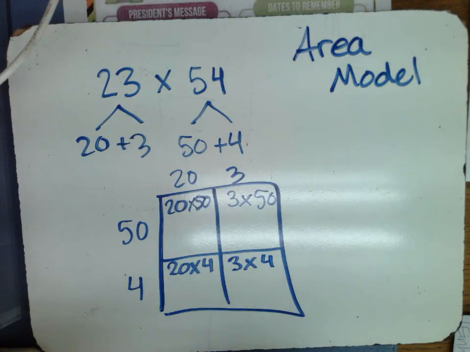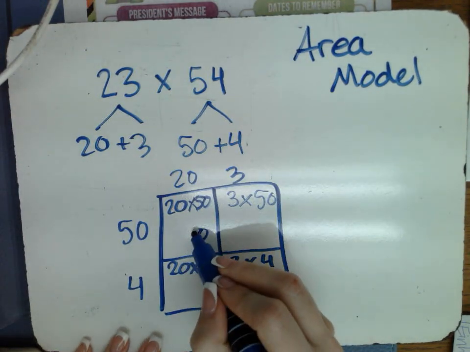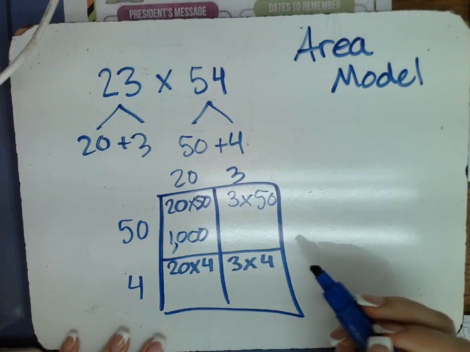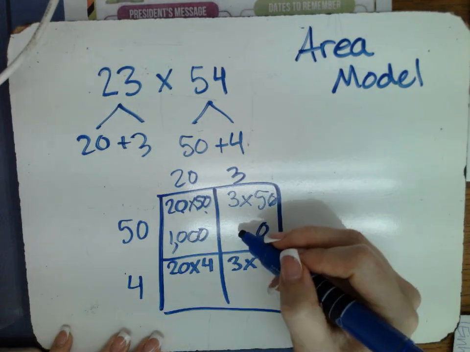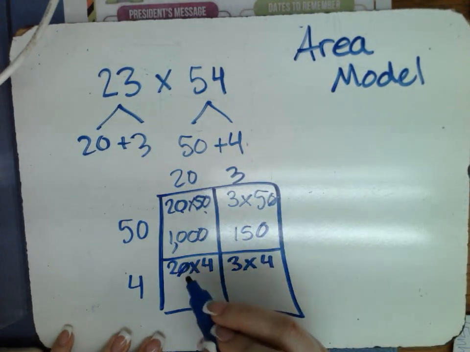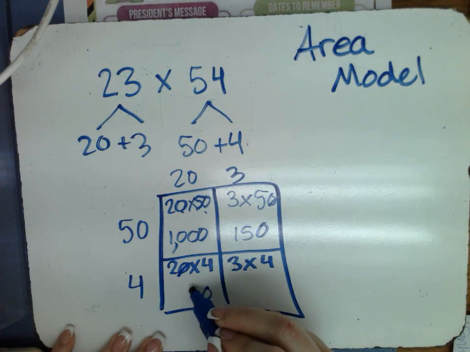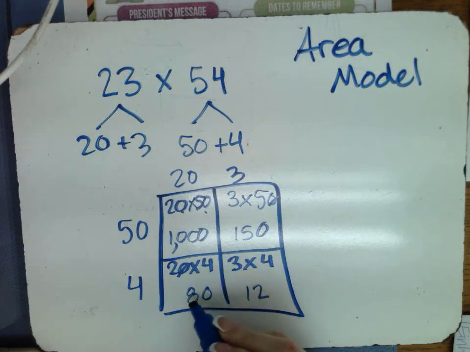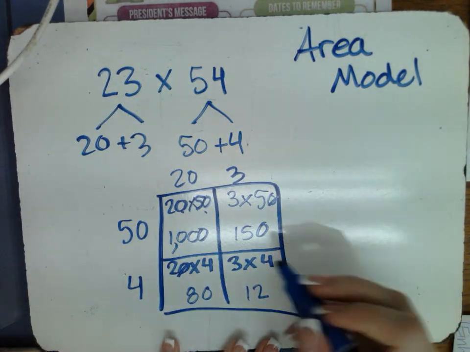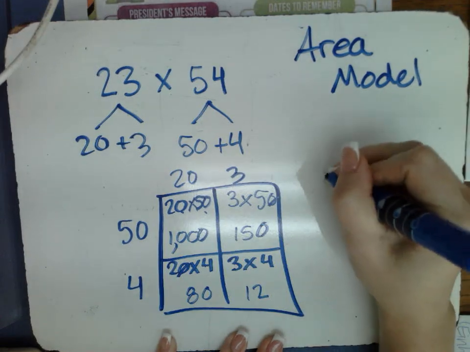And then they'd solve each of those boxes. They would get 0, 0. Of course, that's 1,000. I have 2 zeros, and then 5 times 2. I have a 0. Then 3 times 5 is 15. I have a 0. And then 2 times 4 is 8. I'm sorry, 2 times 4 is 8. And then 3 times 4 is 12. And then I would add all of these partial products up together.